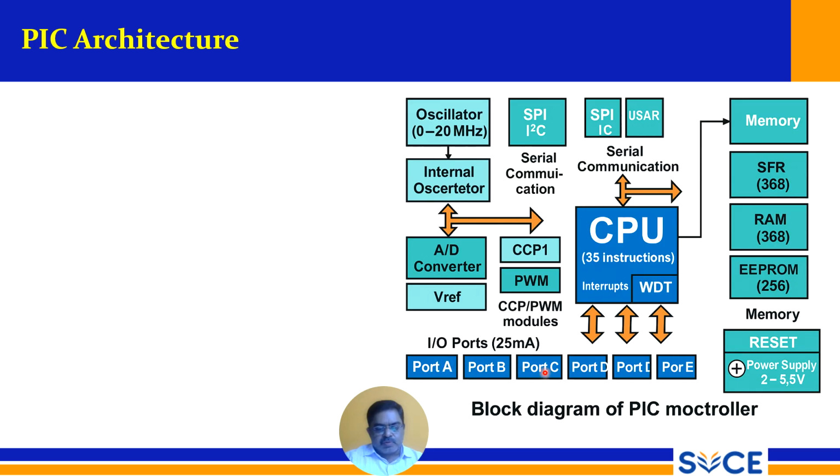And you have input output ports: port A, port B, port C, port D, and port E. Port D is separated into two ports. So this many ports you have. Each port is 8 bits in size, so 8 peripherals or input output devices you can connect to each port.